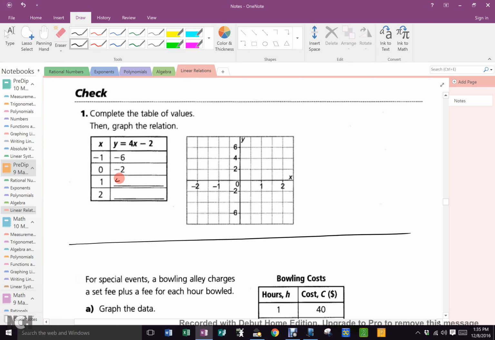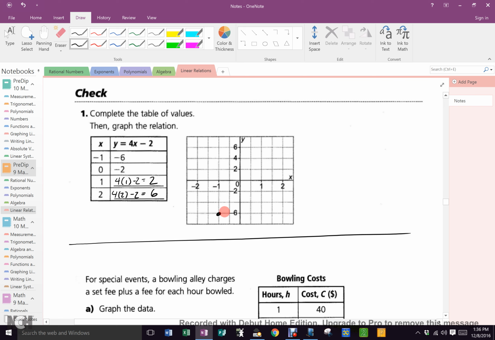So this one was 4 times 1 minus 2, which is 2. So the point on the graph, you have it there. 4 times 2 minus 2 is 6. And then we graph it. Negative 1, negative 6.